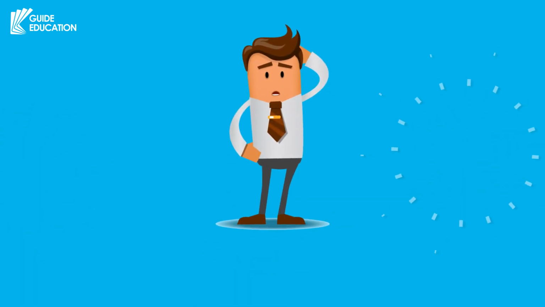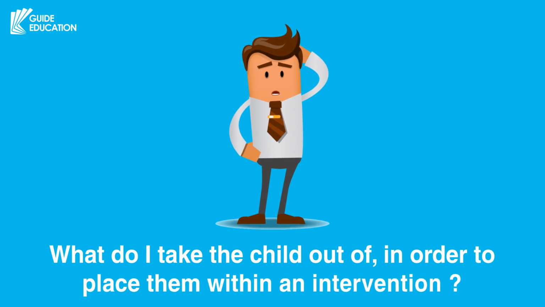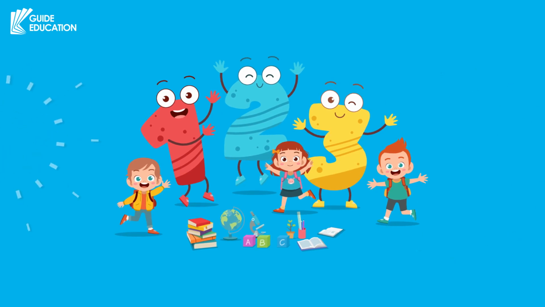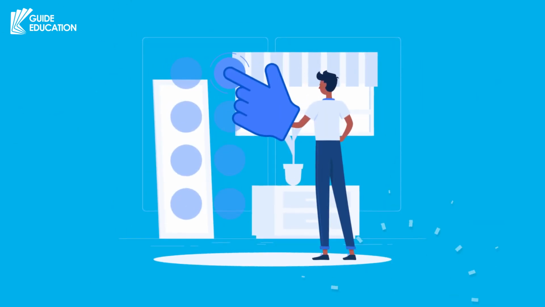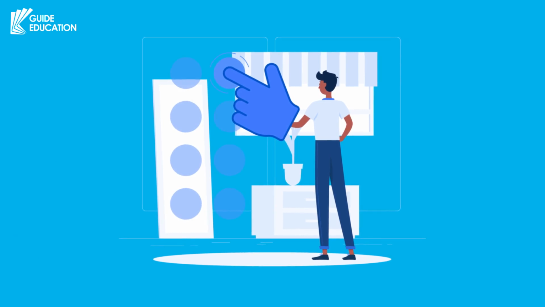The issue, of course, may be timetabling and working out what do I take the child out of in order to place them within an intervention. Do I get them in early before school, or keep them back after school, or take them out of their lunch break? Or have them out of some maths lessons or PE lessons? All of those options are, of course, problematic. It's for you as the SENDCo to decide, well, where is it worth taking someone out of something in order to make it happen?